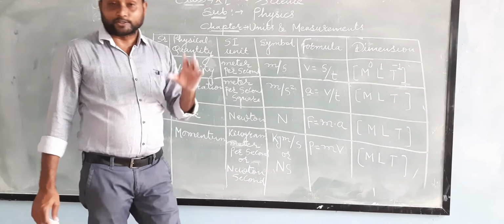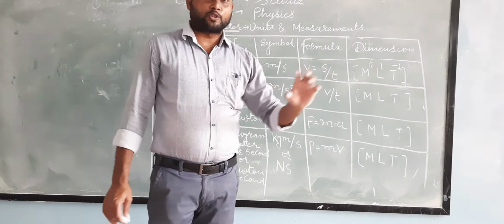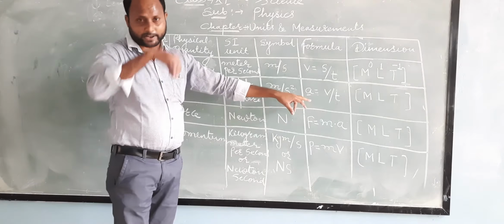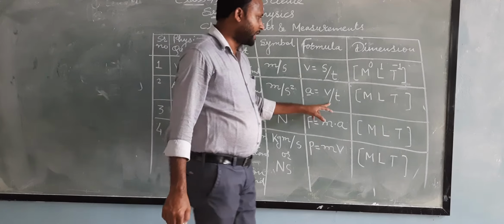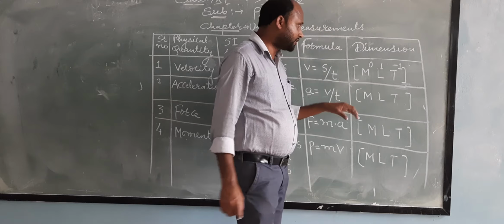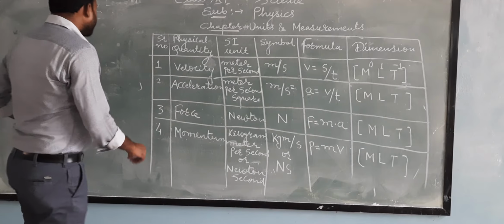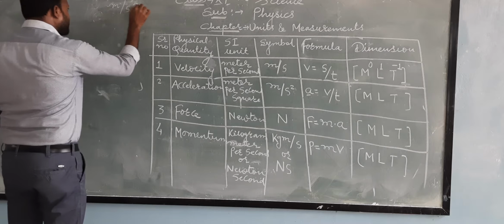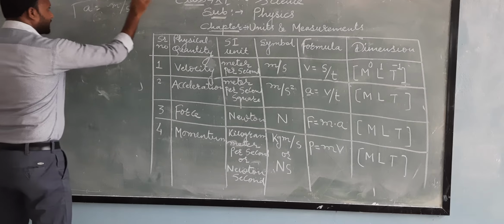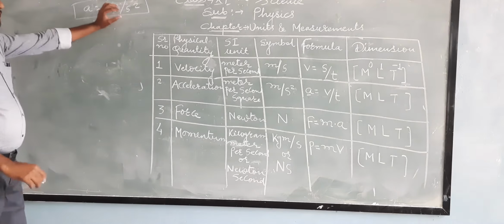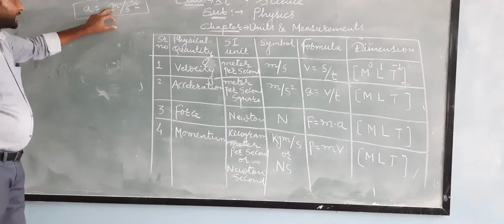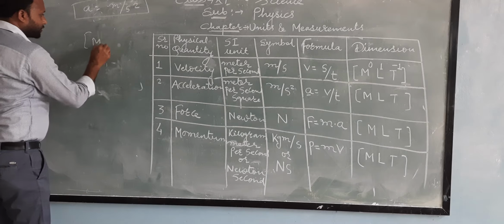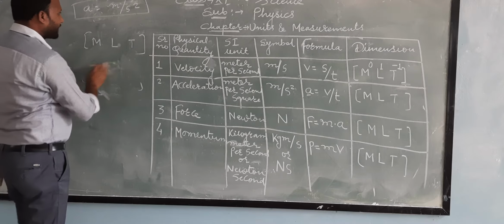And guys, it is very important to know each and every formula, each and every term in physics. It is very essential. So a equals v upon t. Now we are going to find out the dimension of acceleration also. So what is the SI unit of acceleration? Meter per second square. So this is the SI unit of acceleration. Now we will find out its dimension. So we will take M, L, T in a square bracket.